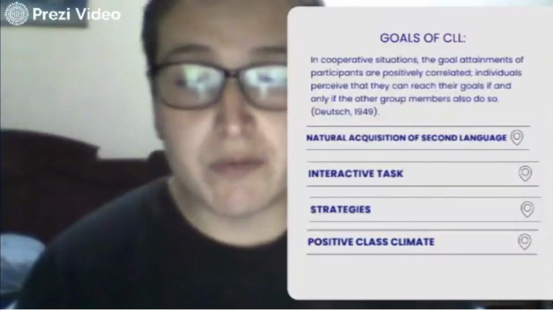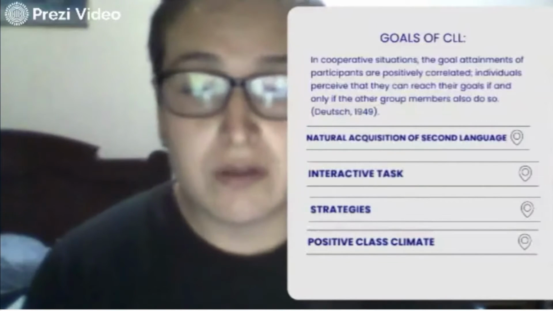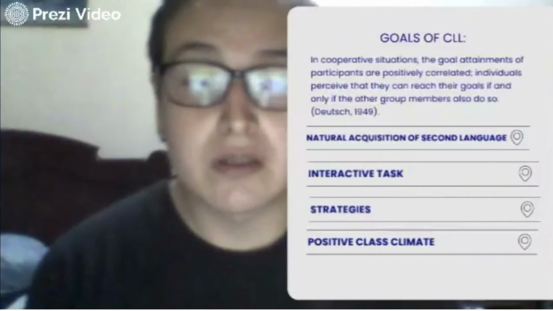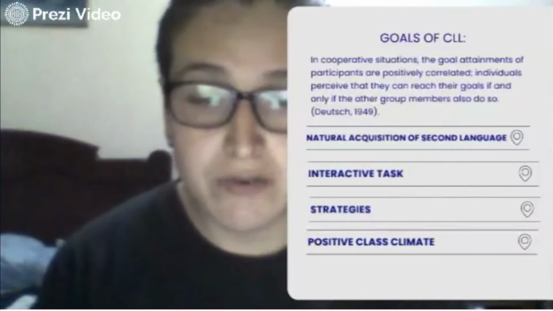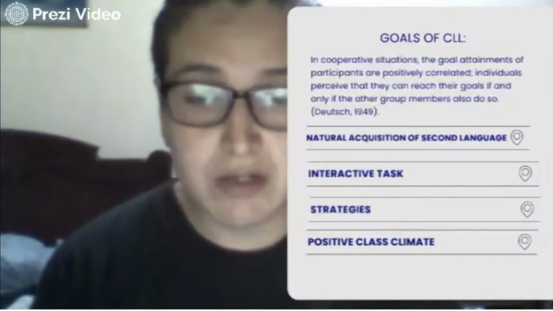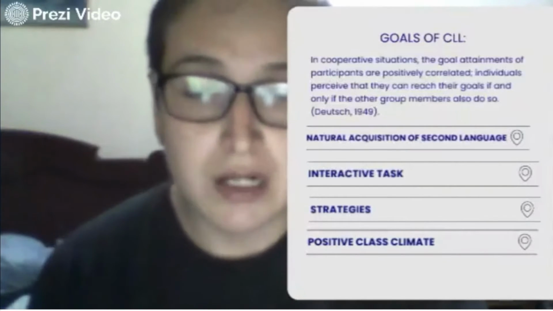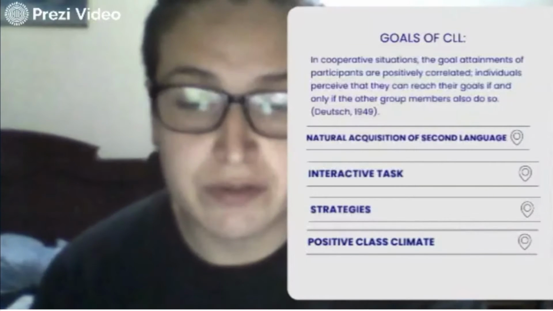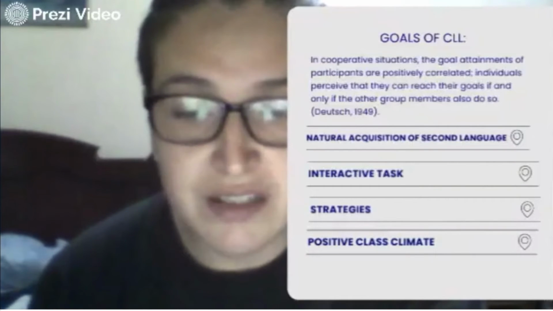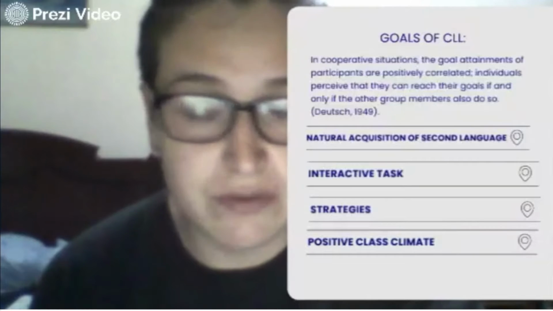Cooperative language learning provides opportunities for natural acquisition of a second language through the use of interactive workgroups. Through the use of interactive tasks, the learner focuses attention on particular lexical items, language structures, and communicative functions. Learners develop successful learning and communication strategies. Learners increase their motivation and reduce stress, creating a positive, effective learning climate.